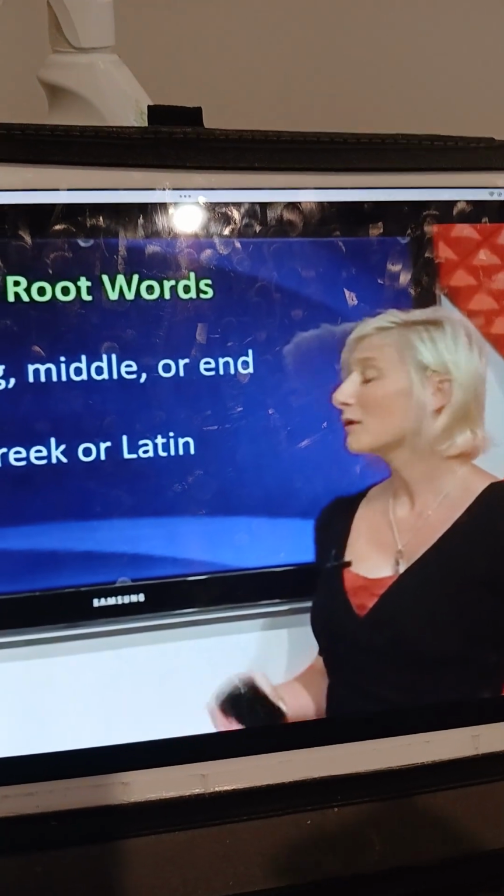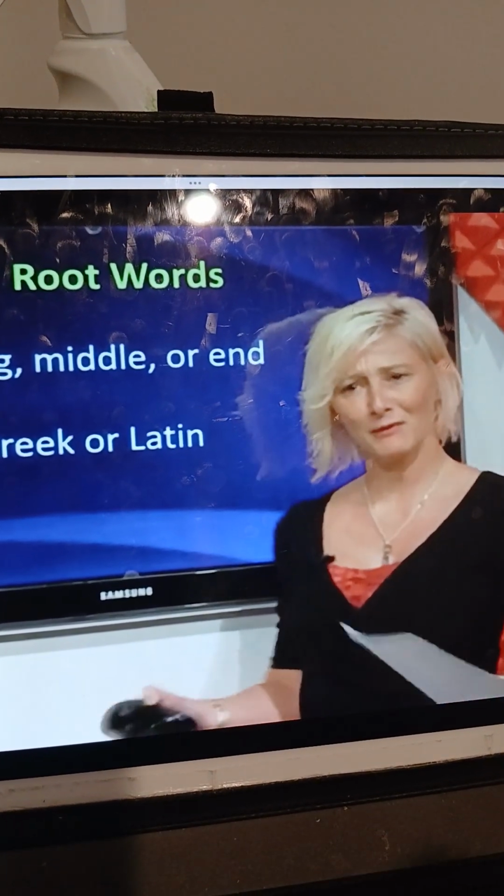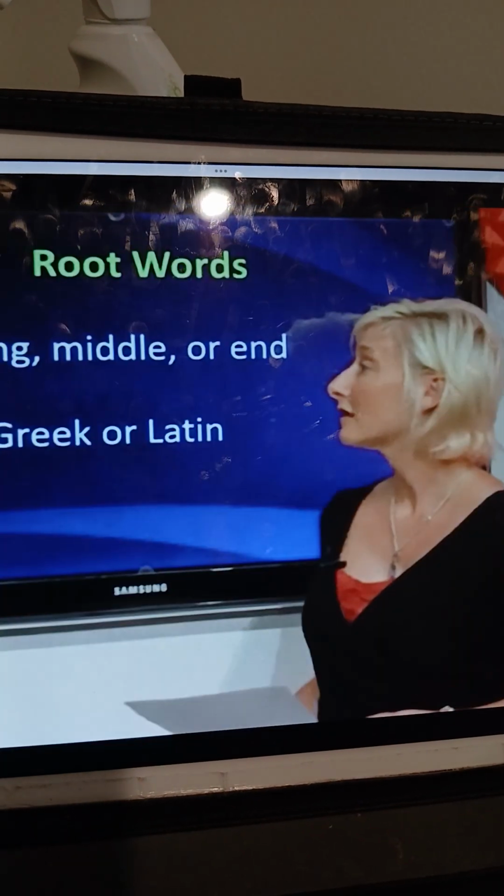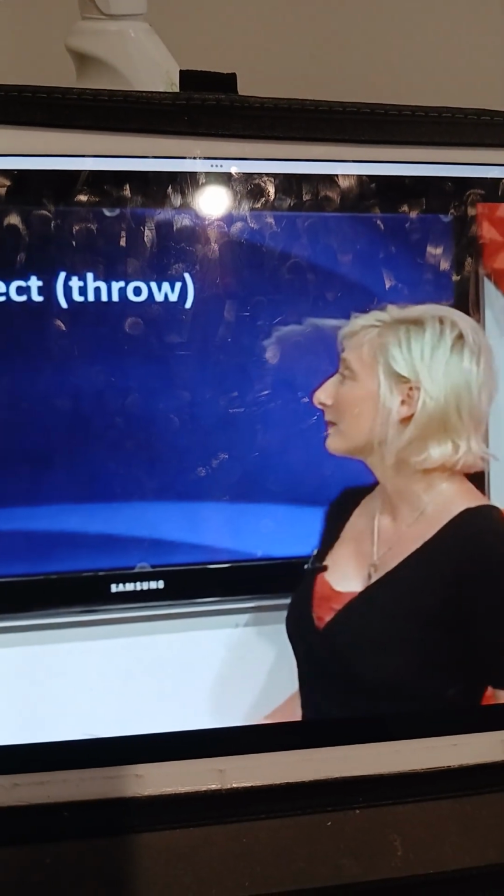Root words are mostly Greek or Latin. You may be wondering, why do I need to learn Greek or Latin? The reason you need to learn this is that once you learn what these basic root words mean, that will expand your vocabulary and it will help as you are reading and writing. It just helps you figure out words that you don't recognize a lot easier all on your own. So let's take a look at a couple of examples.